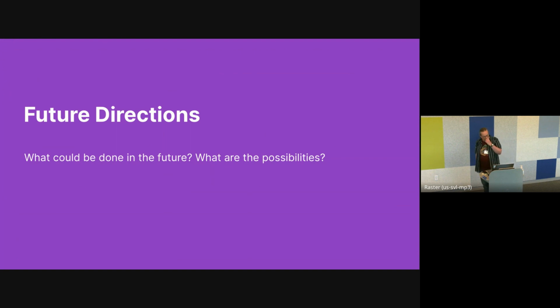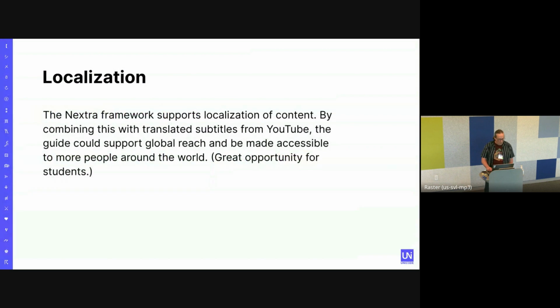So what are some of the future directions that could be done with the guide? Well, the first one is localization. The Nextra framework supports localization of the actual content pages simply by creating a copy of that page and translating it. It's not the most scalable solution, but it works in this particular use case. If we combine this with translated subtitles from YouTube, where the videos are drawn, the guide could support global reach and may be made accessible to more people around the world. And this, I think, is a great opportunity for students in localization programs to contribute to the guide.